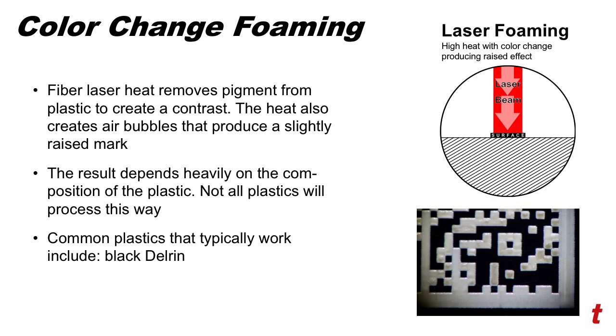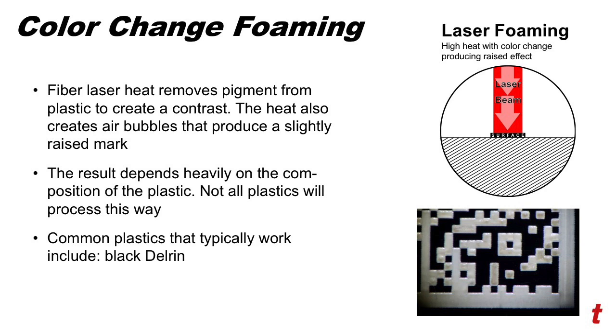We can also do a foaming effect in addition to a color change on some plastics. Laser foaming uses high heat with a color change to produce a raised effect. Fiber laser heat removes pigment from the plastic to create contrast. The heat also creates air bubbles on some materials that produce a slightly raised mark.